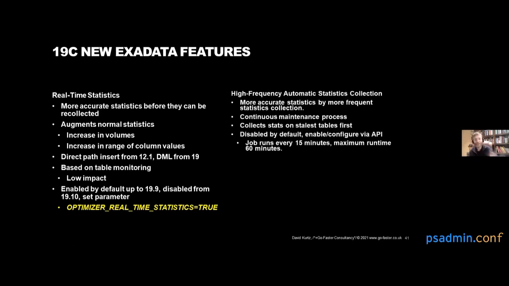And then you've got the high frequency stats collection job, which collects stats. The job runs every 15 minutes for a maximum of 60 minutes and works through tables from the stalest to the least stale. And it's all about getting the stats up to date sooner. And of course, if you've turned off stats history, you don't have any concern about the amount of history. But if you're lucky enough to be doing 19C on Exadata, I'd encourage you to have a look at that. We haven't yet got it live, but we've gone through some pretty serious testing on 2 financial systems, and it seems to do the job.